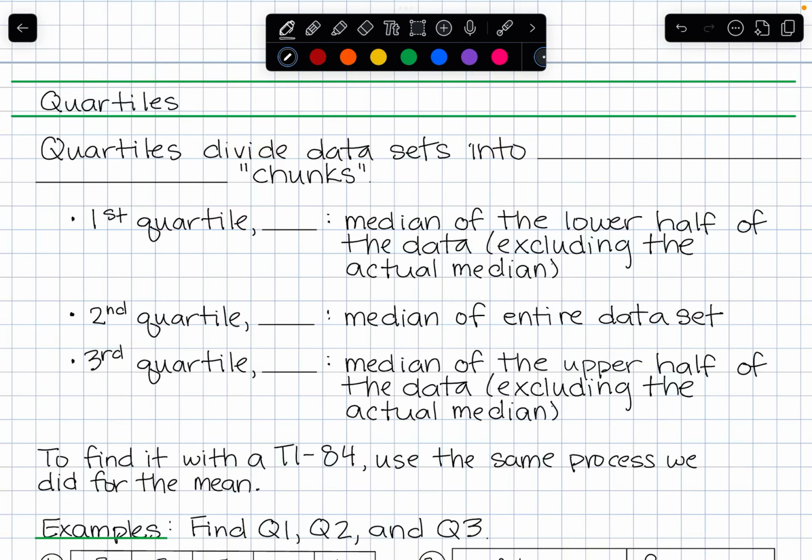In this video, we're going to start talking about measures of location. And the most common measure of location that we're going to see are called quartiles. Quartiles take a quantitative set of data and divide that data set into 4 equal count chunks.